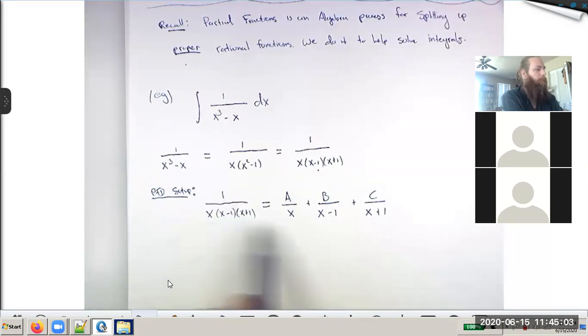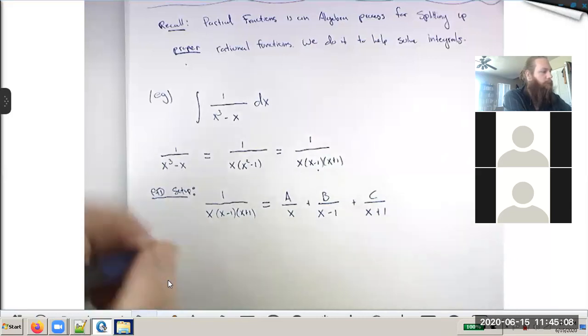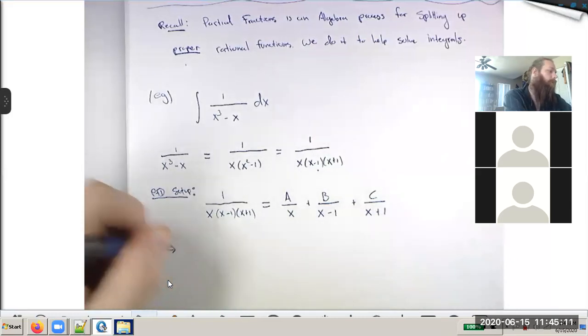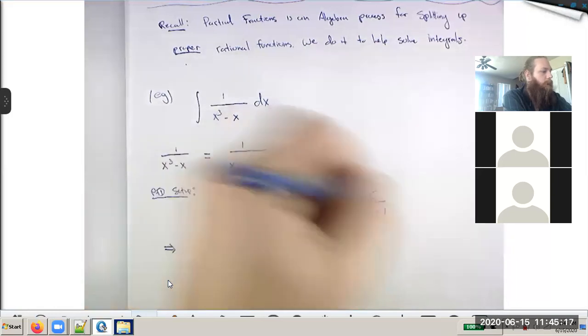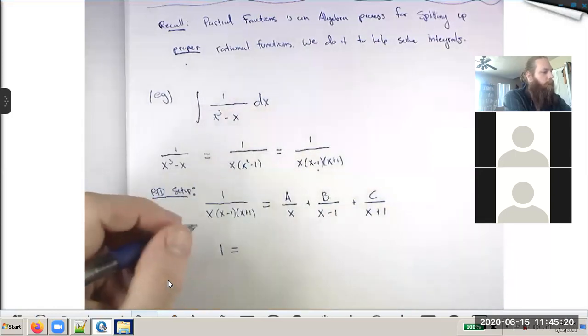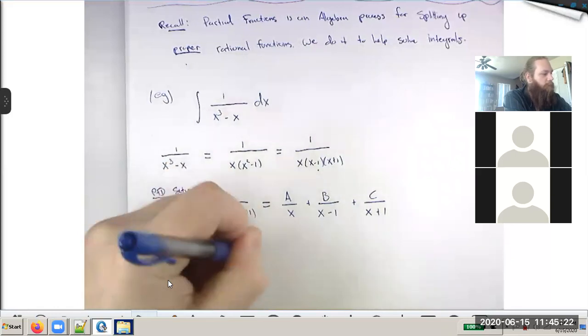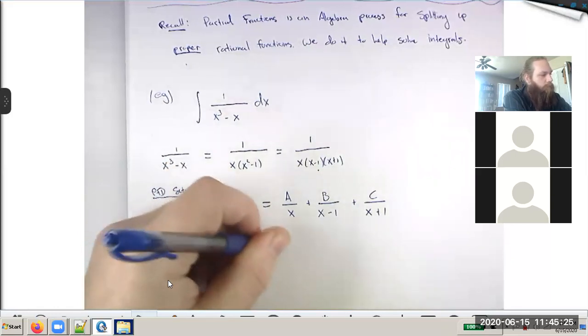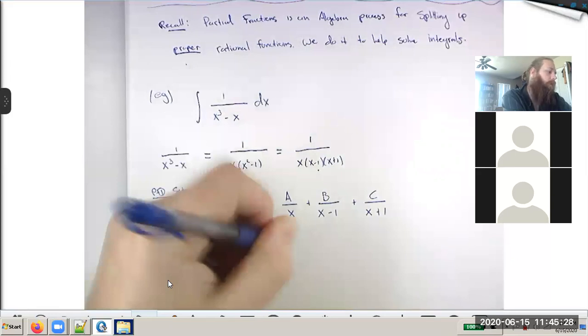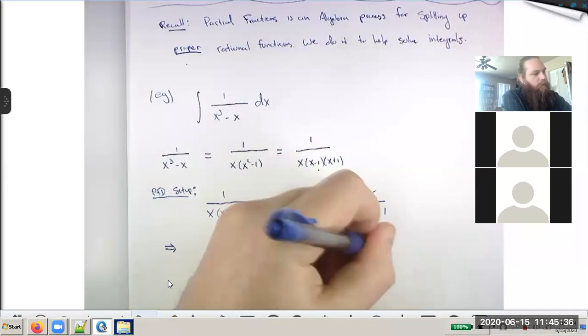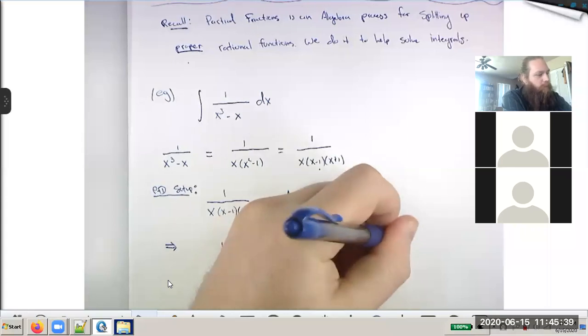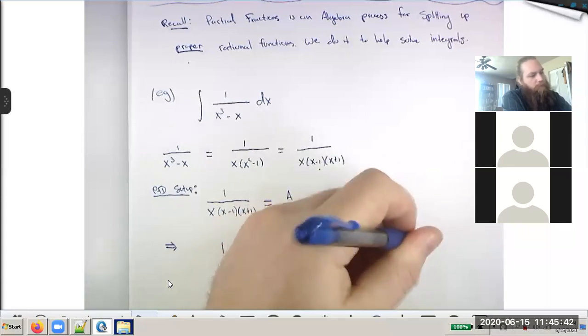I'm going to cross-multiply and cancel everything. So I'm going to multiply by x times x minus 1 times x plus 1. This gives me on the left-hand side just my numerator, which is 1, equals. When I distribute x times x minus 1 times x plus 1 over the right-hand side, here the x's cancel, and I get A times x minus 1 times x plus 1. Plus here I get B times, the x minus 1's cancel, so I'll have x plus 1 times x. And here the x plus 1's cancel, so I'll have C times x minus 1 times x.